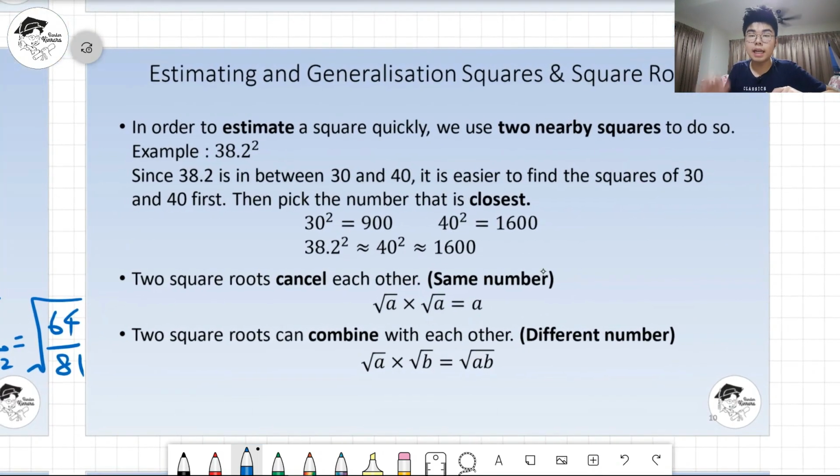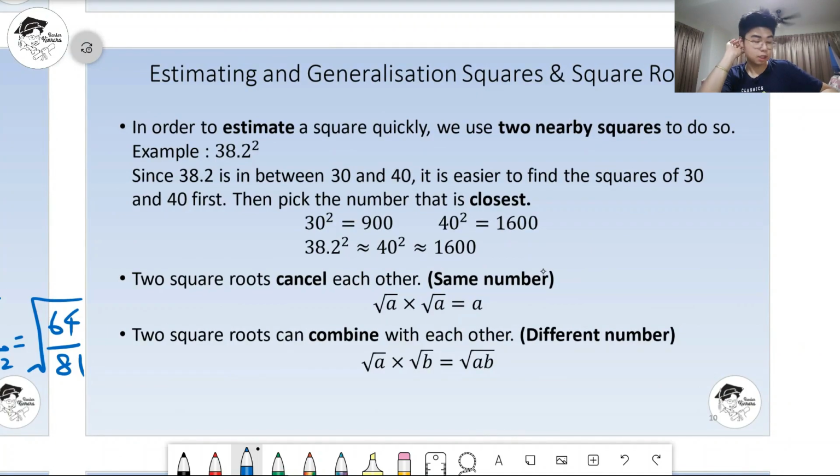Okay, so now let's look at the last part, which is estimating and generalizing the squares and the square roots. So in order for us to estimate a square correctly, we must use two nearby squares, because they may ask you to estimate. Estimate means predict or determine, or guess, right? So you need to have two nearby numbers to guess. For example, they ask you to guess 38.2 squared. 38.2 is not a perfect number.